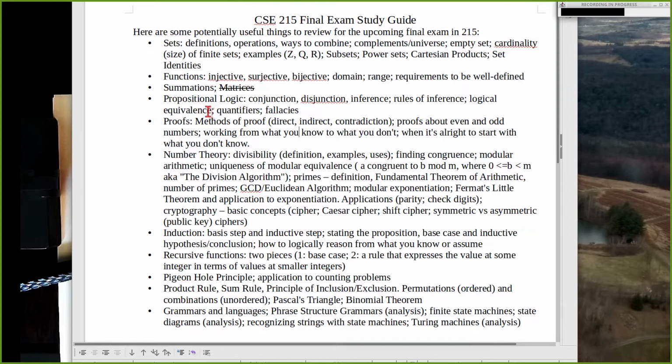All right, we studied propositional logic so that we could talk about proofs and do proofs. And there's two main methods of proof: direct and indirect. Indirect proofs are also sometimes called proof by contradiction. So a direct proof, start with what you know, argue until you've shown what you're trying to show. Indirect proof, start with what you know and the negation of what you're trying to show, and work until you find a contradiction.